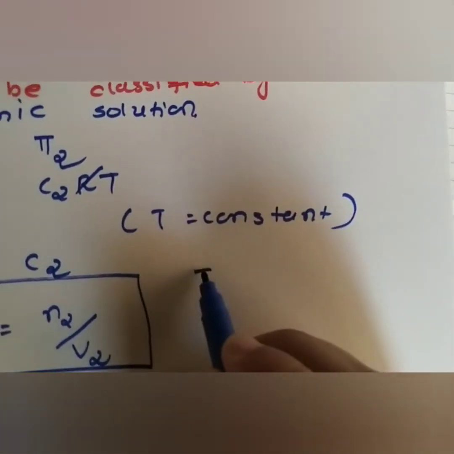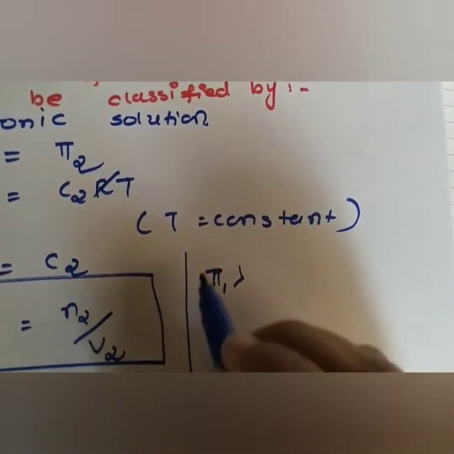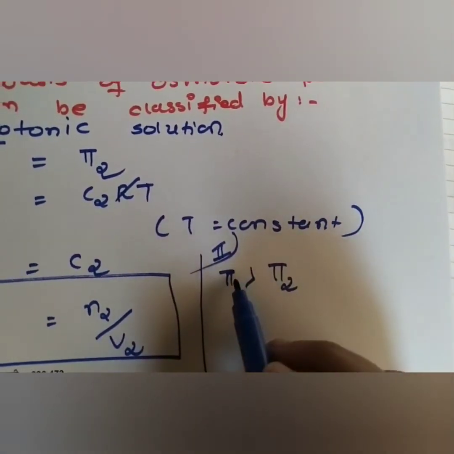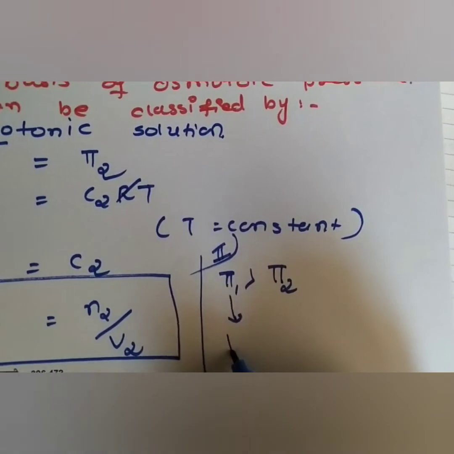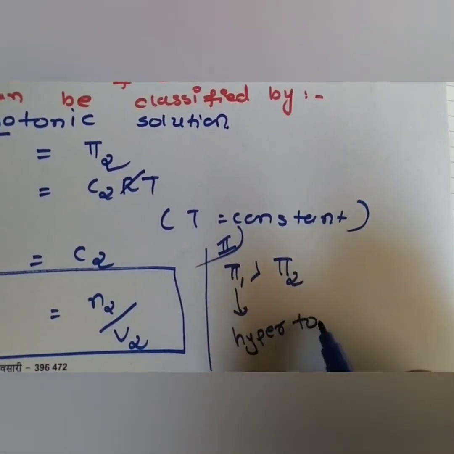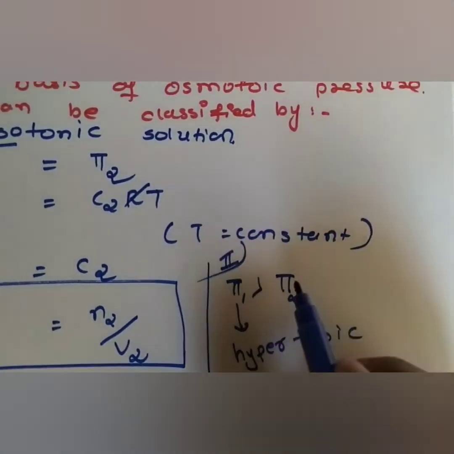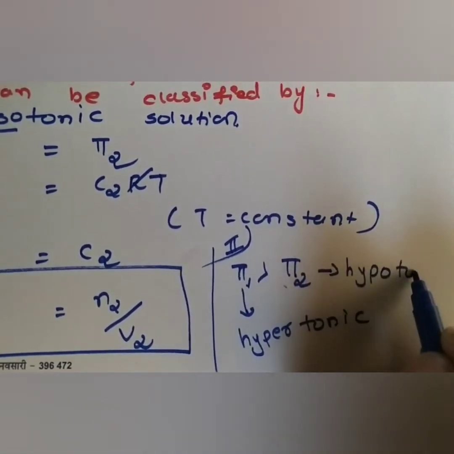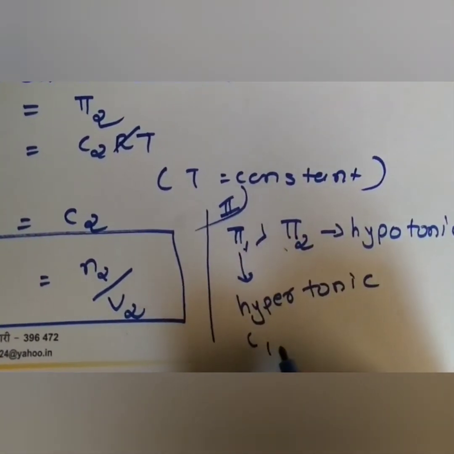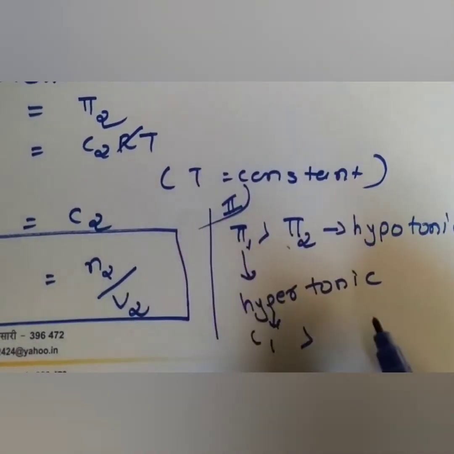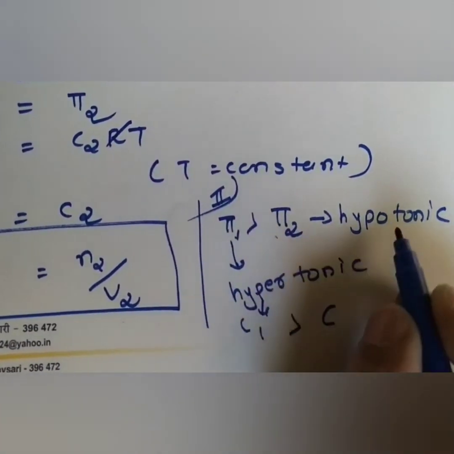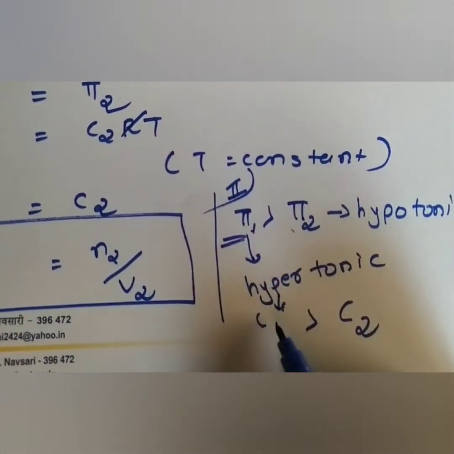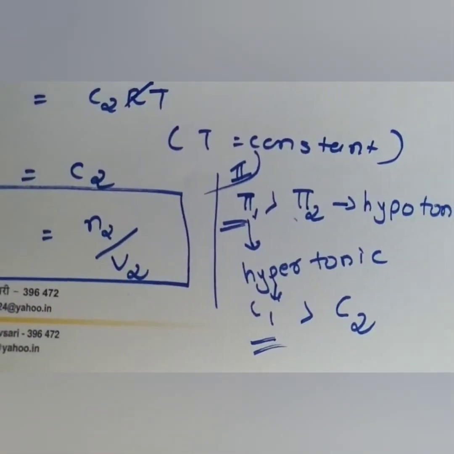Okay, now if pi 1 is greater, this is the second type. If pi 1 is greater than pi 2, so in comparison to pi 2, pi 1 is said to be hypertonic. Okay, and in comparison to pi 1, pi 2 is said to be hypotonic. Means which are having less concentration or less osmotic pressure are hypotonic, and which are having more osmotic pressure or more concentration are called as hypertonic.